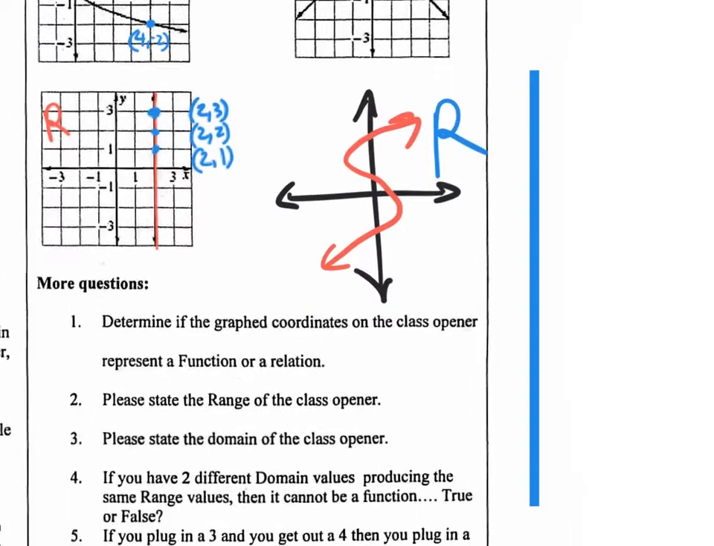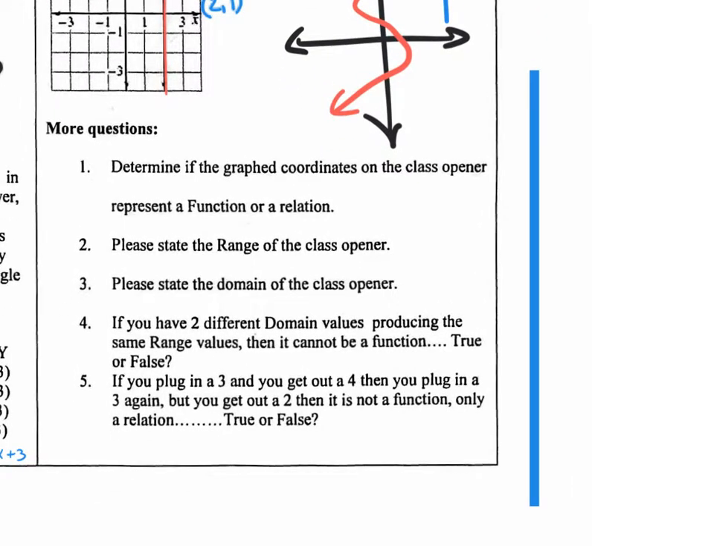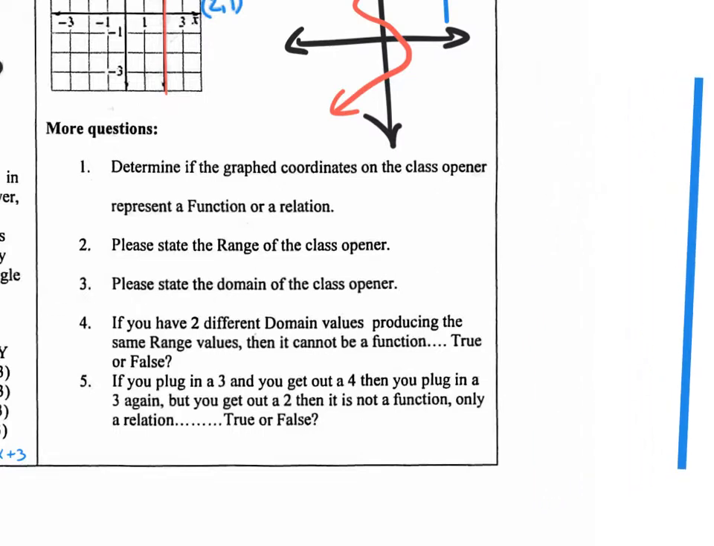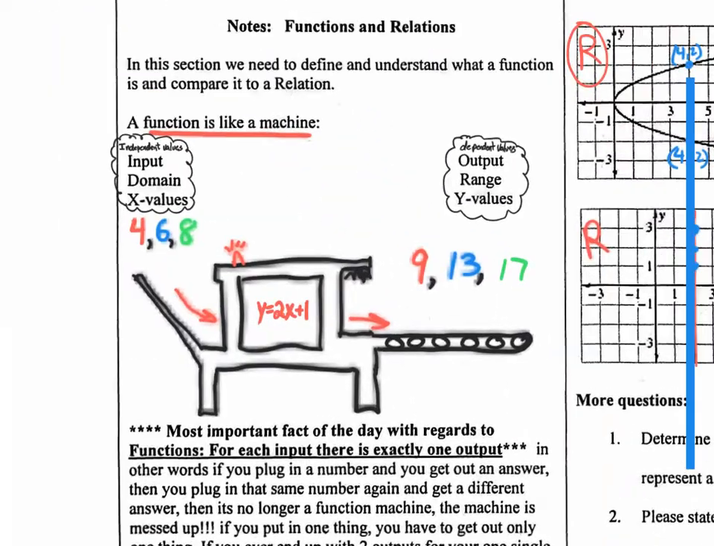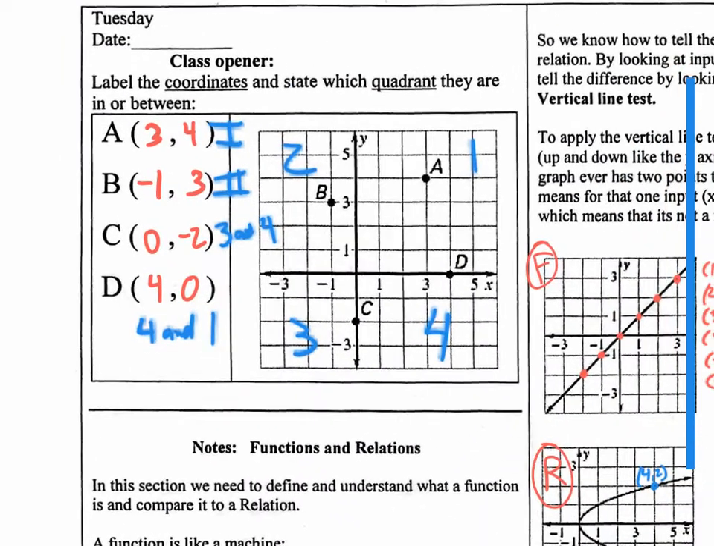Let's move on to this final part down here. Determine if the graphed coordinates on the class opener represent a function or a relation. So if we take a look at the class opener, let's check and see if it's actually a function or a relation. Class opener. So we have a bunch of coordinates here. I could highlight them in red. A coordinate right here, B, A, D, and C. Are those coordinates representing a function or just a relation?